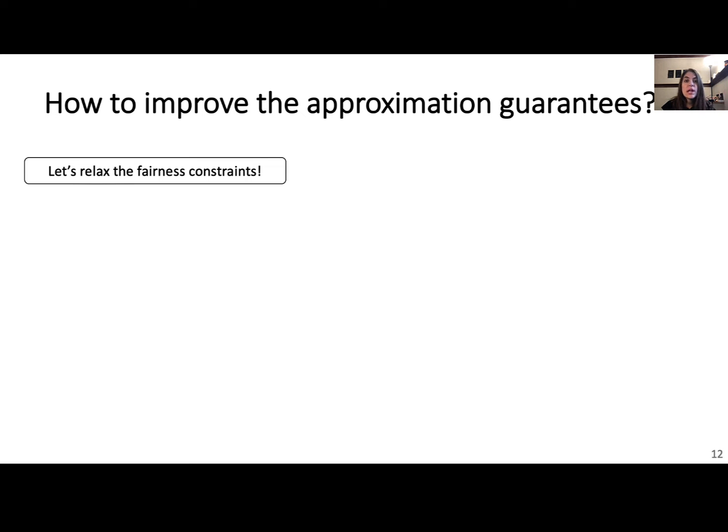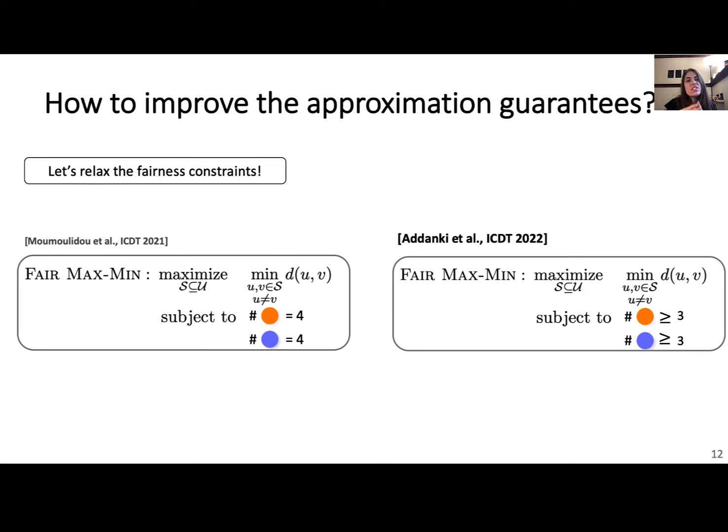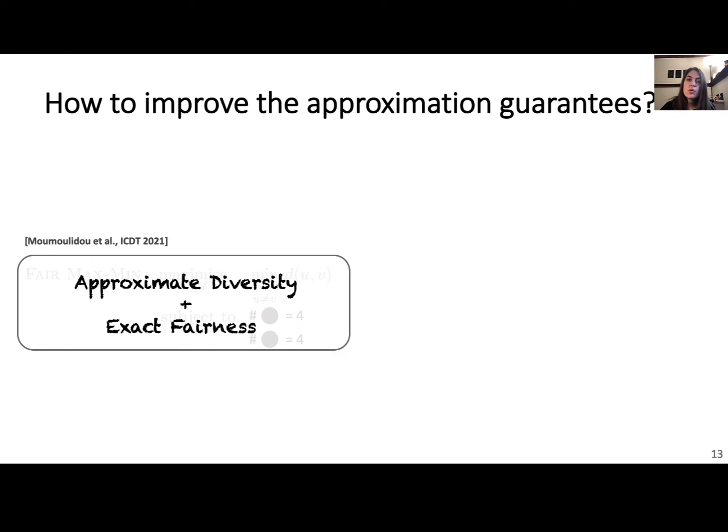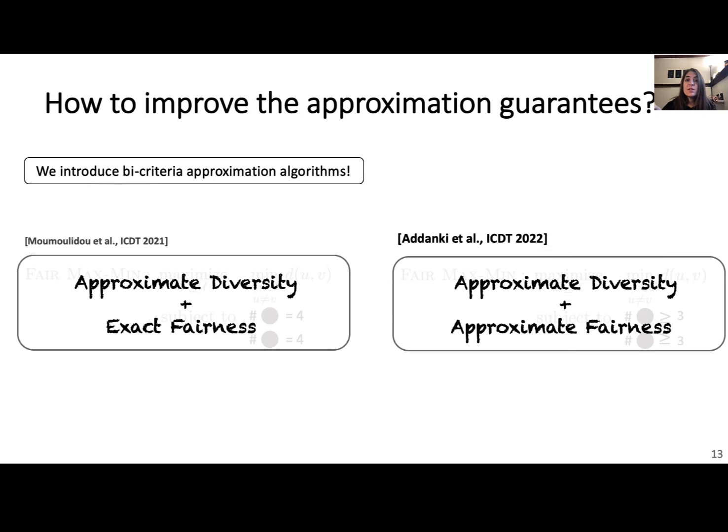And the idea is to relax the fairness constraints. So here on the left, we see the problem formulation introduced by prior work, and on the right, the problem we are studying in this work. So essentially, we allow to lose some points from each color to improve diversity. In other words, previous work satisfied fairness exactly while approximating diversity, while our work approximates both diversity and fairness. And thus, we designed bi-criteria approximation algorithms for Fermat's mean.